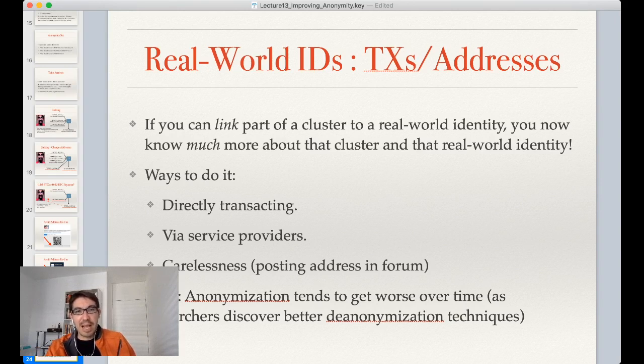Or even just carelessness, like accidentally copying and pasting your address, or even keeping it in your copy-paste buffer. That's something that certain JavaScript can read, what's in your buffer even before you paste it. So there's a lot of different ways to link this. And as researchers discover better de-anonymization techniques, and the data is going to remain on the Bitcoin network for essentially all time, anonymization tends to get worse over time. So it's sort of a constant battle where we're trying to come up with new features to anonymize and different techniques to do so, and researchers also discover better ways to de-anonymize.